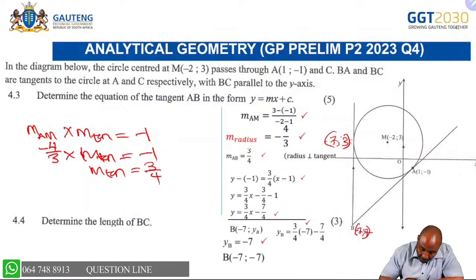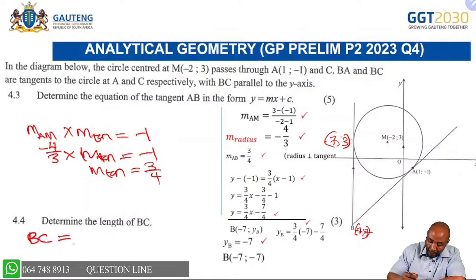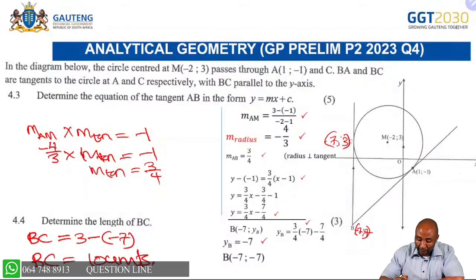-7 and -7. BC is a vertical distance, so the length of BC will be given by the y coordinate at C, which is 3, minus the y coordinate at B, which is -7, and we'll get the length of BC as 10 units. And that is where we get our final mark there. We get it as 10 units. We get our 3 marks.